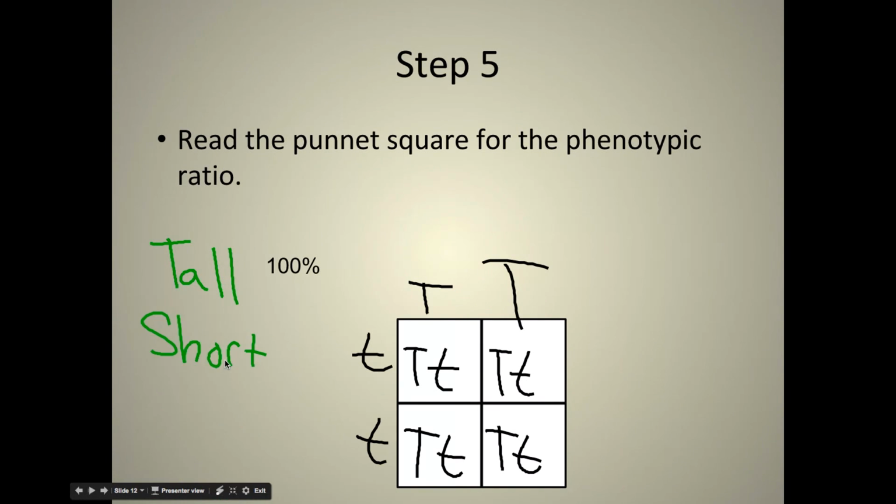How many are going to be the other phenotype? Short? None of them. Because the only way you can be short is with a little t, little t. 0% of the children have little t, little t. So that's how you go ahead and solve these problems and predict the traits of your offspring. I'm going to have you practice a few of those right now.